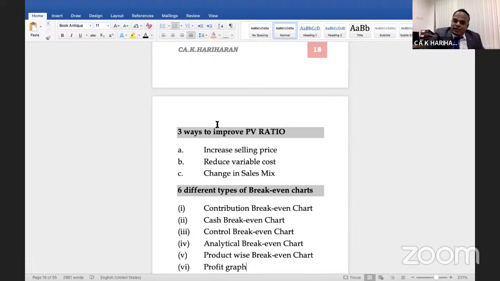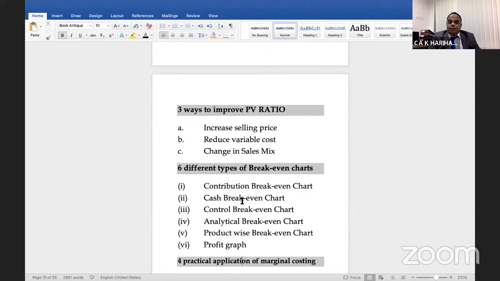Okay. Then BEP, break-even point. With respect to how to improve the break-even point, or what all the ways are, where are all the break-even point charts? Yes. So five or six different ways, what are they? Break-even chart, contribution break-even chart, cash break-even chart, control break-even chart, analytical break-even chart, product-wise BEP chart, and profit graph. These are all six different types of break-even chart.